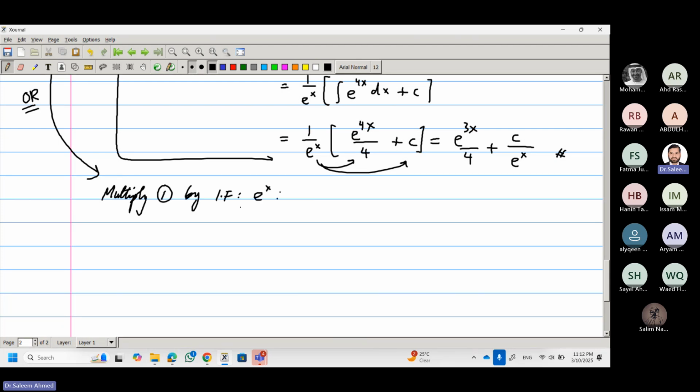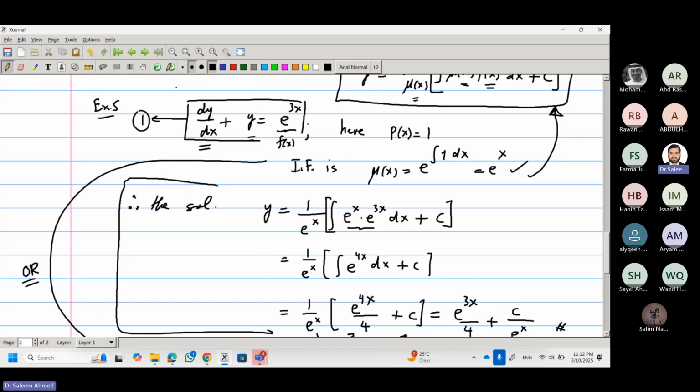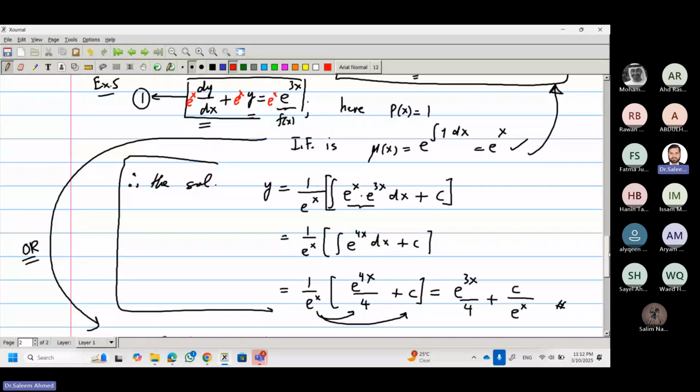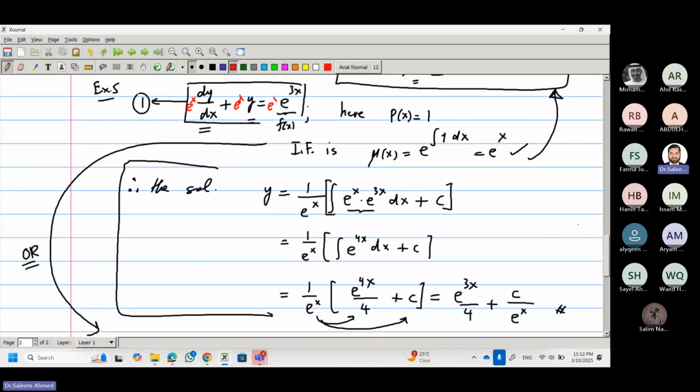The integrating factor is e^x. So see, my left hand side becomes e^x dy by dx plus e^x y is equal to e^x into e^3x. See, I multiply my whole equation with e^x here. So what I got, you see, e^x dy by dx plus e^x y is equal to e^x times e^3x, that is e^4x.